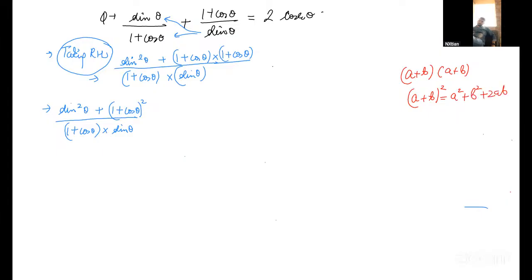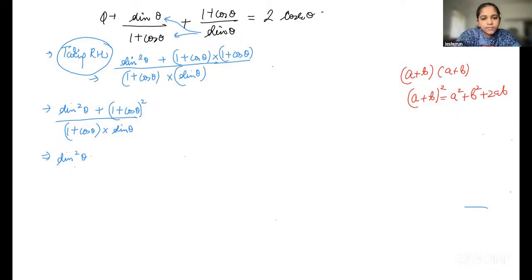So in that same way, I will open this bracket. So what will it become, Jashon? What will it become? (1 plus cos theta) whole square. If you open it in this way, what will it become? You didn't understand?